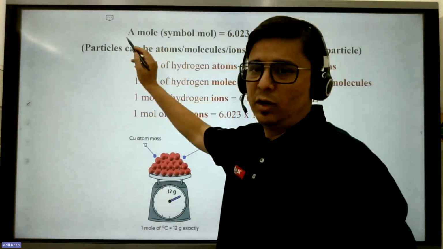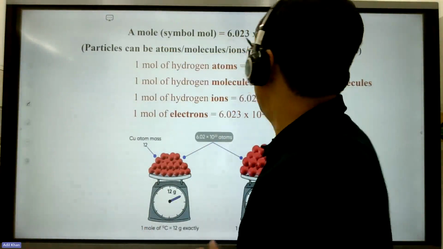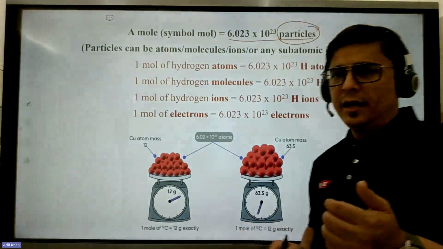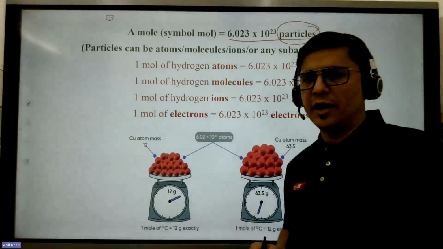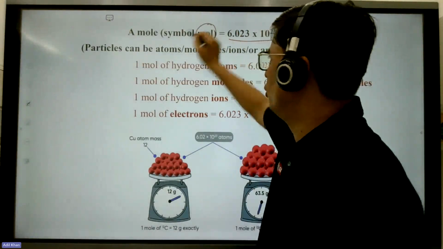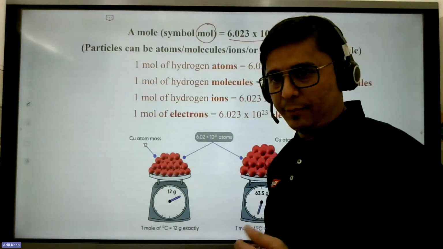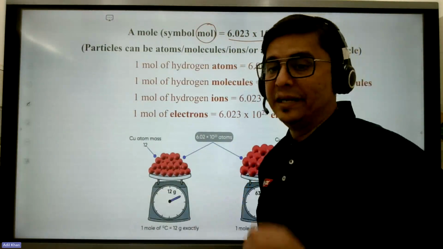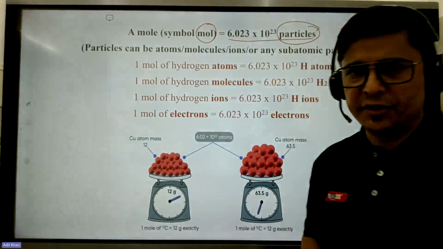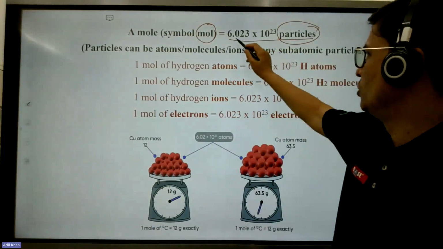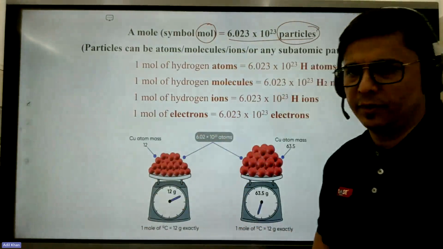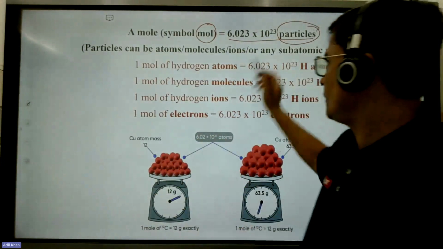So a mole is basically what? A number. And this is the number, and it can be this many particles. Particles can be atoms, molecules, ions, or electrons. The symbol of mole is mol, M-O-L. For example, kilogram is kg. Milliliter, the symbol is ml. Similarly, the mole symbol is mol, and it is equivalent to these many particles, 6.022 or 6.023. Both are acceptable for you. You can take either of them.